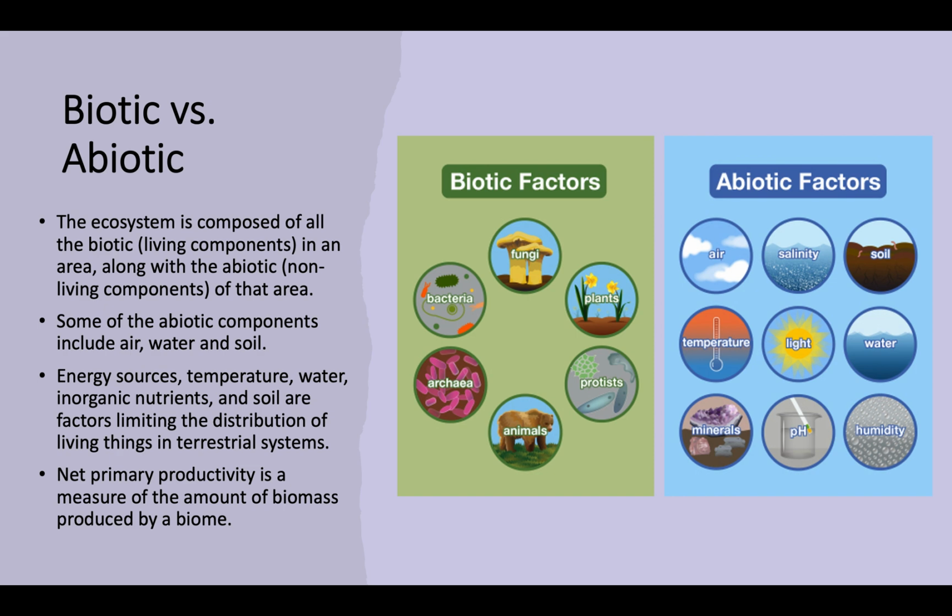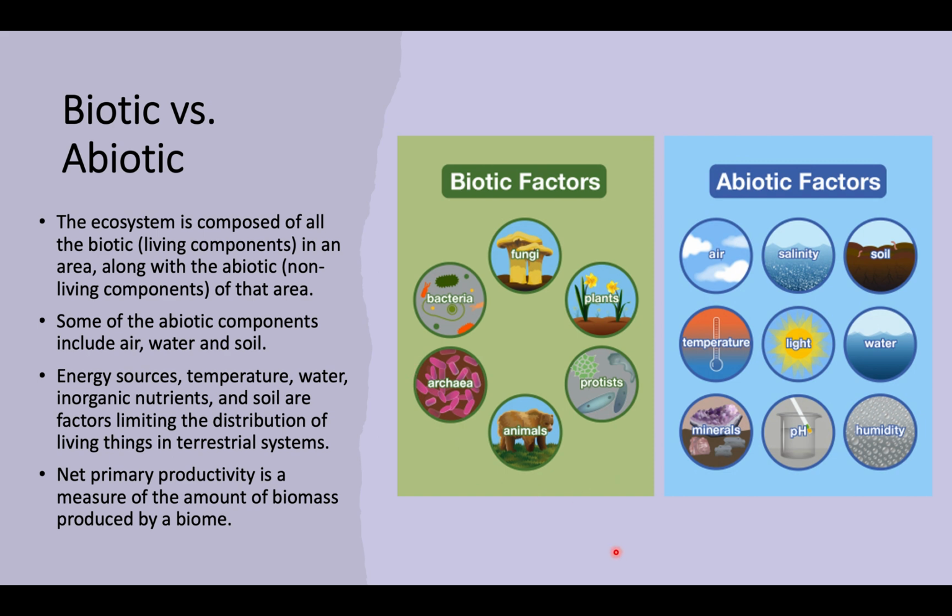Some of the abiotic components, which would be non-living, include air, water, and soil. I also have a breakdown on this image here on the right. Abiotic features include air, salinity, soil, temperature, light, water, minerals, pH, and humidity. Those are all non-living factors within an ecosystem. And then biotic factors include fungi, plants, protists, animals, archaea, and bacteria. We've spoken about all of these in previous slideshows. So these would be the living things within the ecosystem.